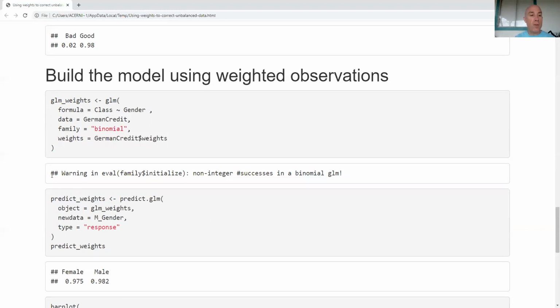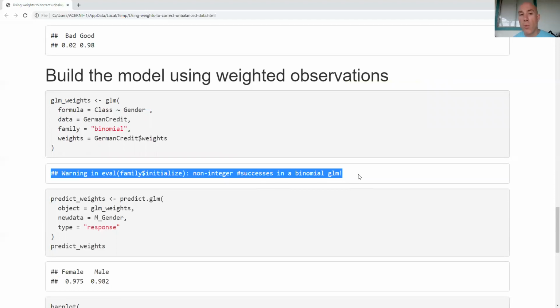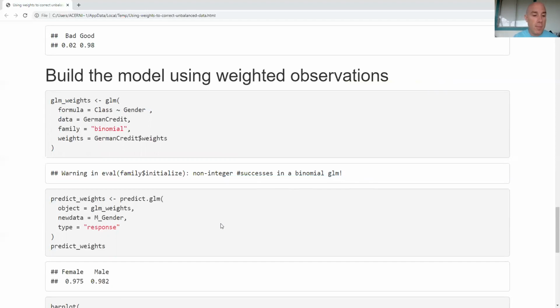I get a warning message, and I checked it and I see nothing that indicates there's going to be a problem with this. Adding the weights invoked the warning; without the weights, the warning did not come up. I looked, I didn't see any difference in the output, so I just proceed.